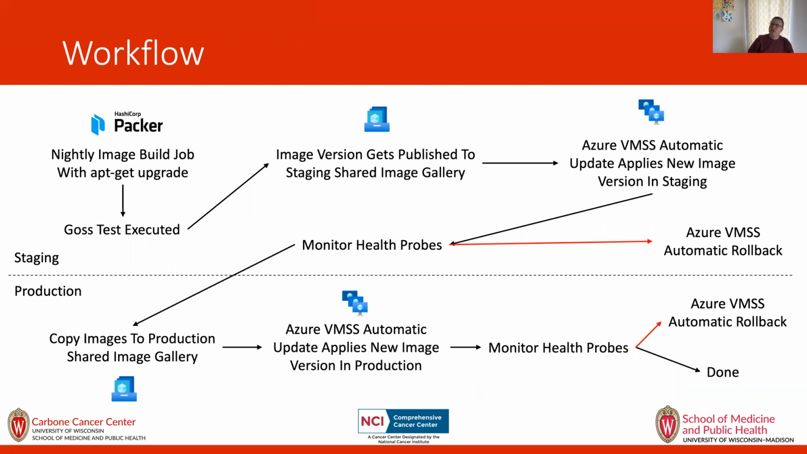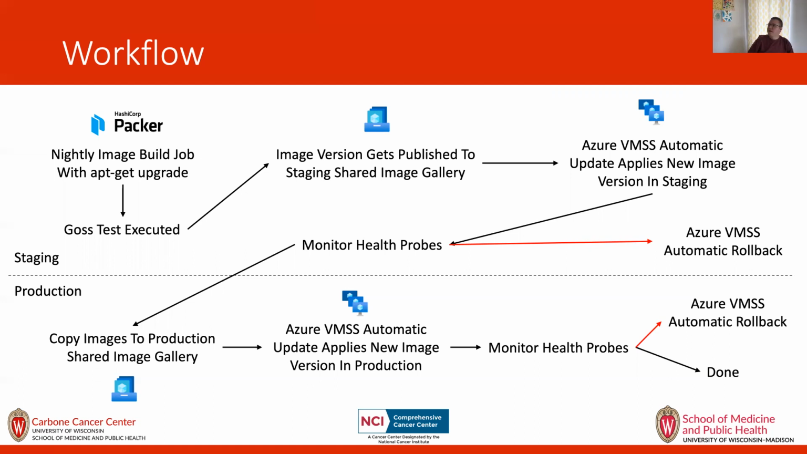We also use GOSS tests for ensuring that certain packages get installed or services are running properly. This is kind of our first guard to make sure that, let's say, an update to the kernel doesn't inadvertently make Docker not start or something like that. So after those tests pass, then the images get published to our staging shared image gallery in Azure.